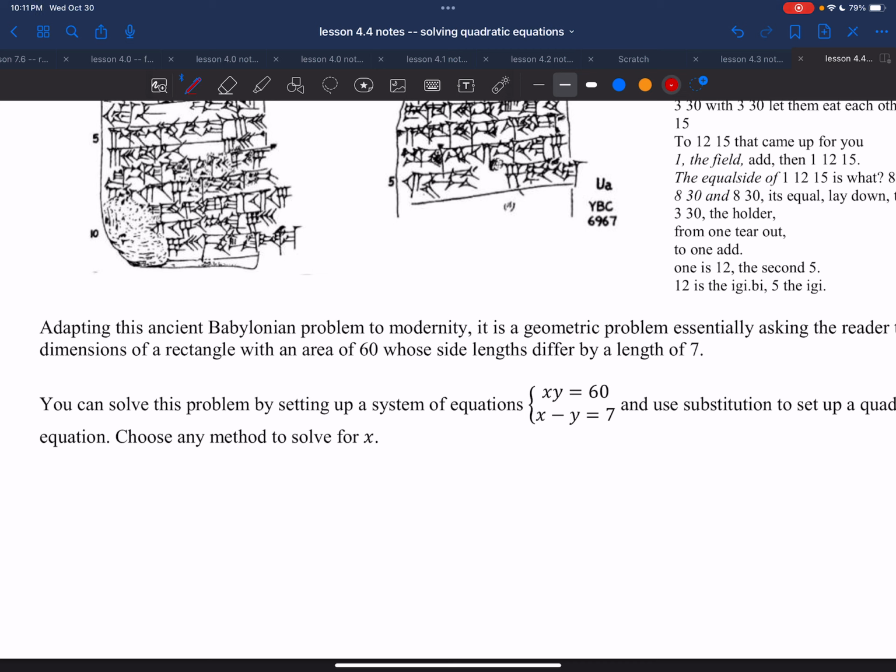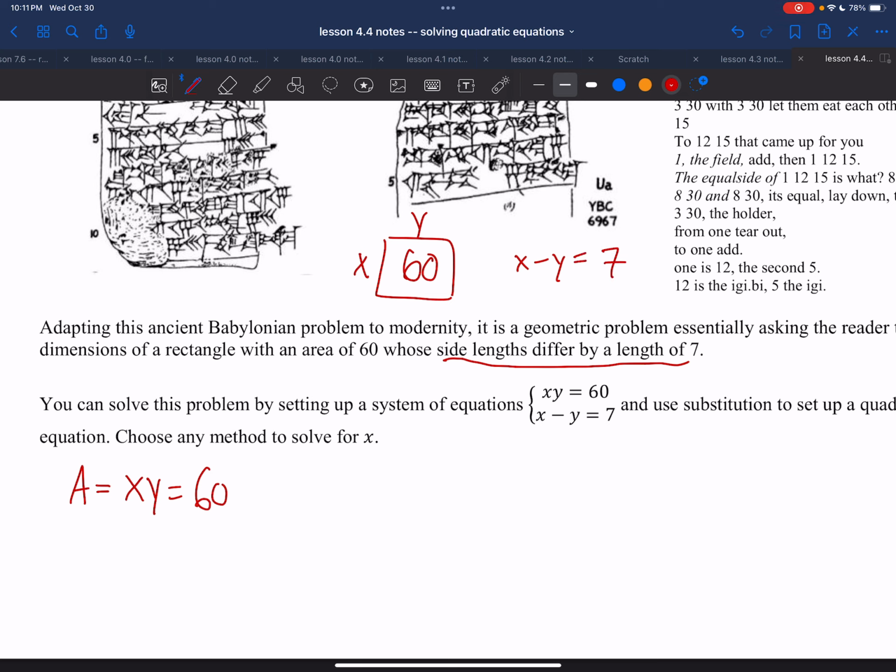So we're asking about the area of a rectangle. You could say area is length times width, x times y, whose area is 60. So I'm setting up a system of equations where the area is x times y, which is equal to 60. And it's told that the side lengths differ by a length of 7. So it's arbitrary, but if you just pick one side and subtract the other side, the difference should come out to 7. So x minus y, we can say, is 7.